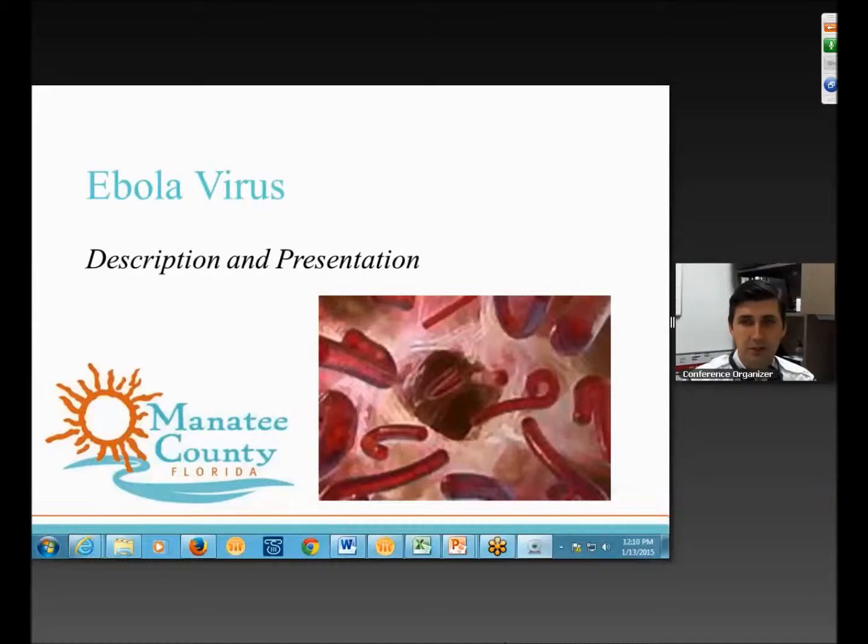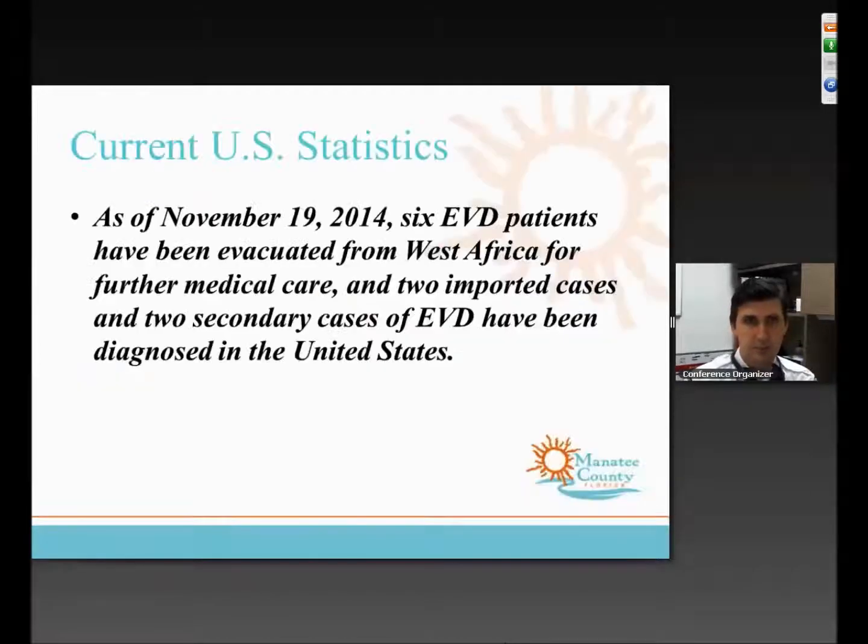So to start off, we're going to talk about Ebola and where it's at today. Current U.S. statistics, as of November 19th of last year, 2014, there were 6 Ebola virus disease patients that had been evacuated from West Africa for further medical care to the United States. As a result of that, there were 2 secondary cases of the Ebola virus diagnosed here in the United States of people who cared for them or were by them.